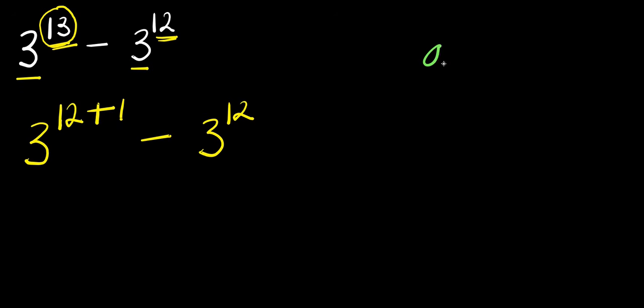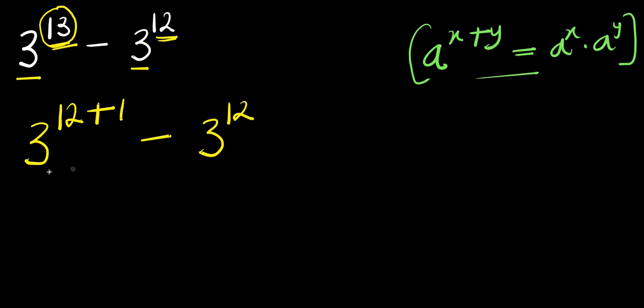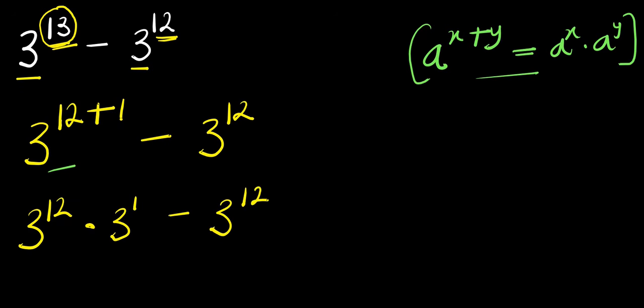Consider this: a power x plus y equals a power x times a power y. Applying this here, this is 3 power 12 times 3 power 1 minus 3 power 12.